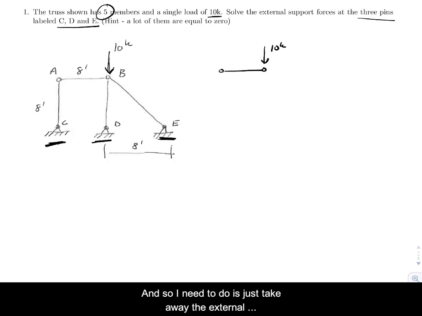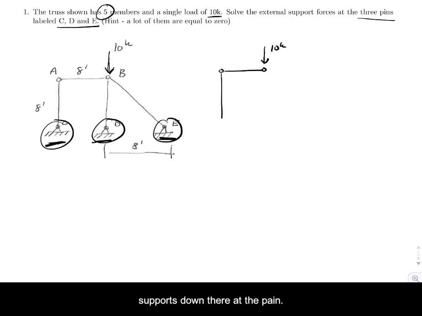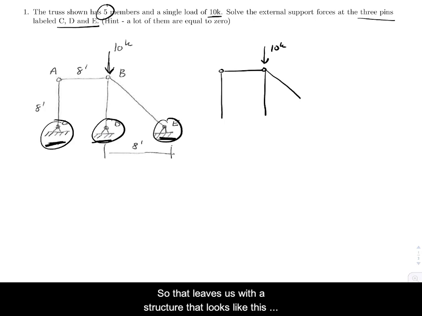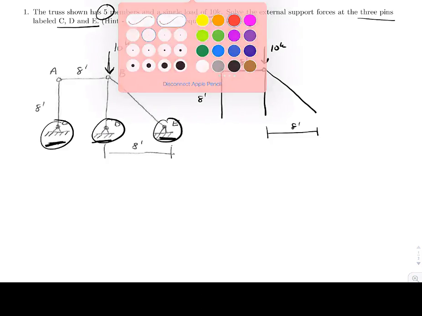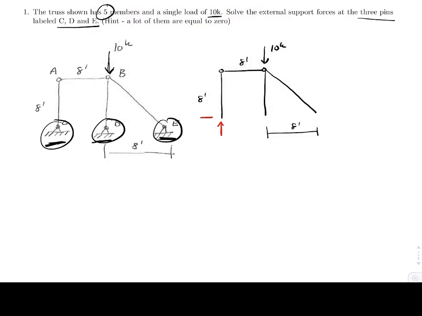And so all I need to do is just take away the external supports down there at the pins. So that leaves us with a structure that looks like this. Let's put some dimensions on it. 8 feet, 8 feet. Down there is 8 feet. And I'll use red for the external support forces.